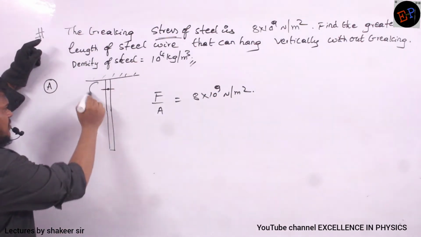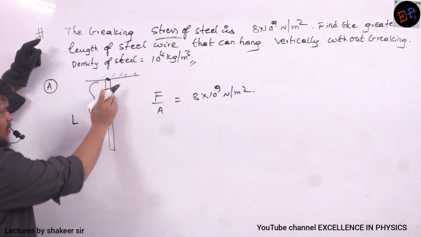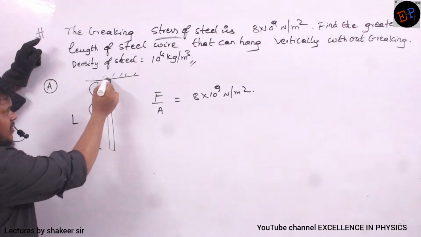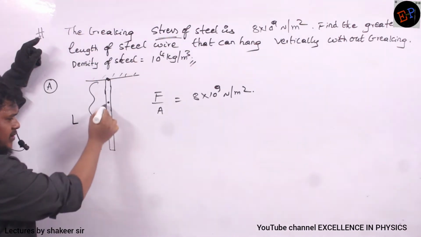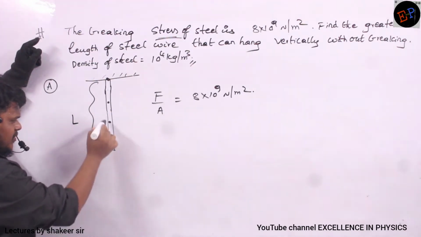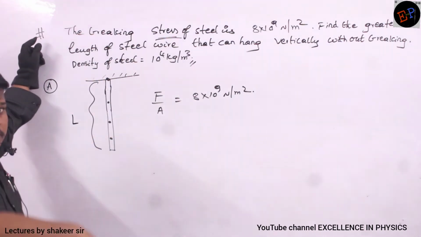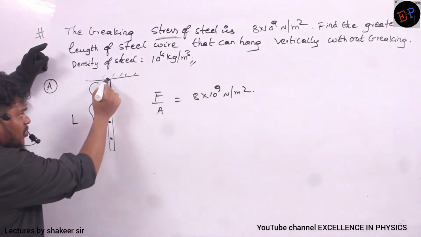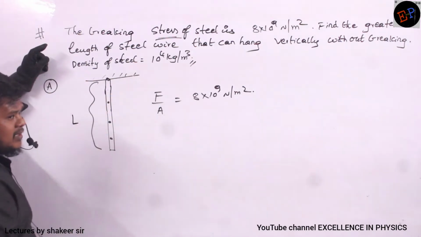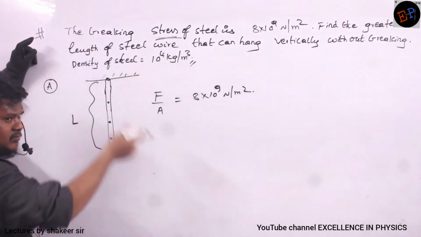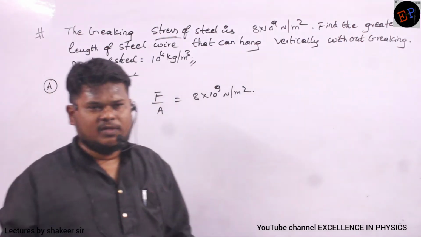So let the length of this wire be L. It will break down at this point, because this is the point where the maximum weight of the rod will be present. For example, if you take this point, it will bear only this much weight, the weight which is below that point. But this point should bear the total weight of the rod. So definitely breaking will happen here, and the rod will fall to the ground. Are you able to understand?